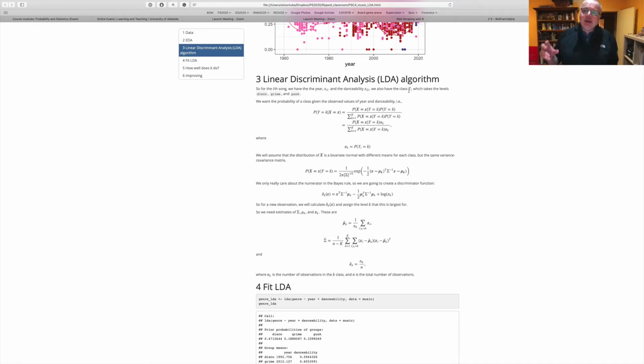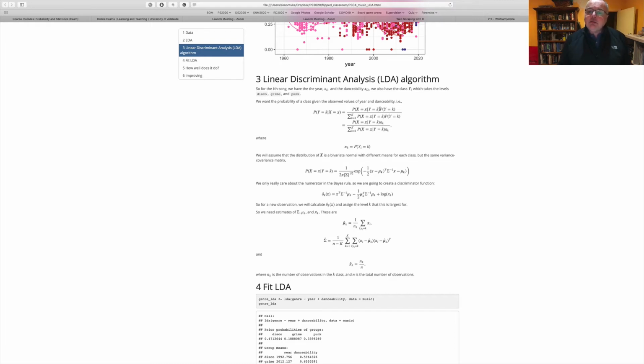So this is a classic classification problem. We've got two predictors, and we want to use those two predictors to predict what genre a song is. So let's think about this using our Bayes. We want to calculate the probability that our random variable y equals k given x equals x, where x here is going to be your year and your danceability. Using Bayes, we can rewrite this as the probability x equals x given y equals k, times the probability y equals k, and then we divide by our sum over all possible classes. This just gives our overall probability that x equals x, by taking into account each class.